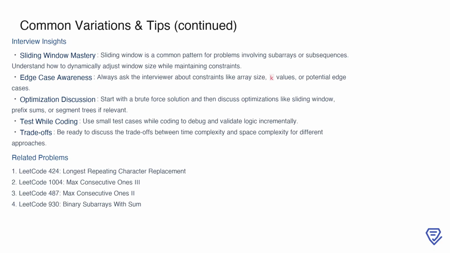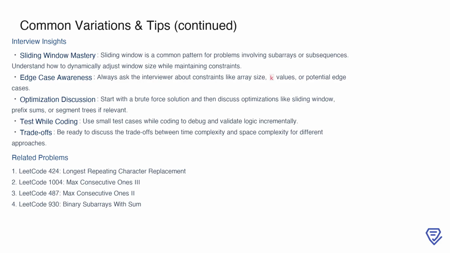Now let's focus on insights that can help you during interviews. Mastering the sliding window technique is crucial, especially for problems involving subarrays or subsequences. You need to understand how to dynamically adjust the window size while adhering to constraints like K-flips. Being aware of edge cases is equally important. Always ask your interviewer about constraints such as array size or potential extreme cases for K. When discussing your approach, it's okay to start with a brute force solution, but make sure to quickly pivot to optimizations like sliding window, prefix sums, or even segment trees if they're applicable.